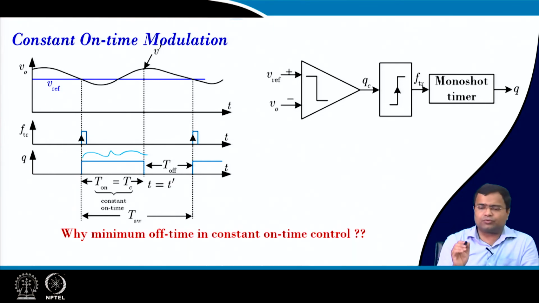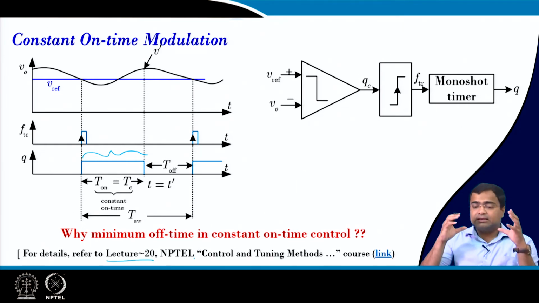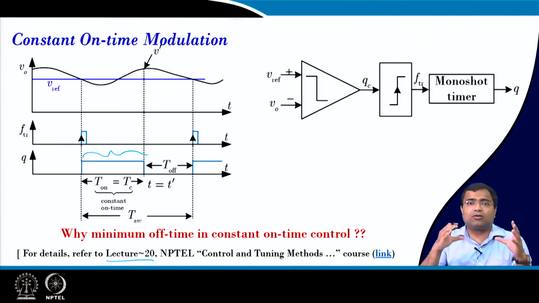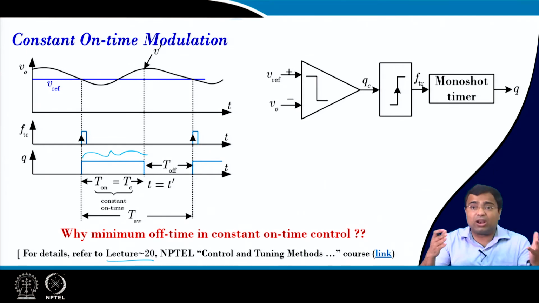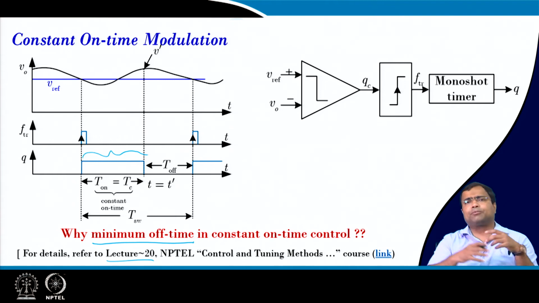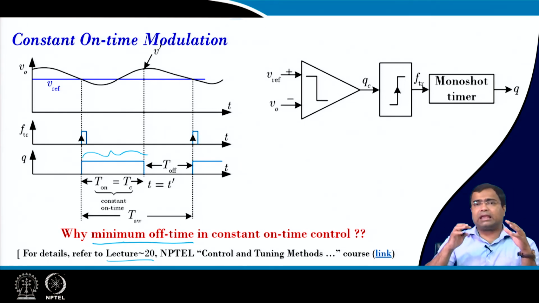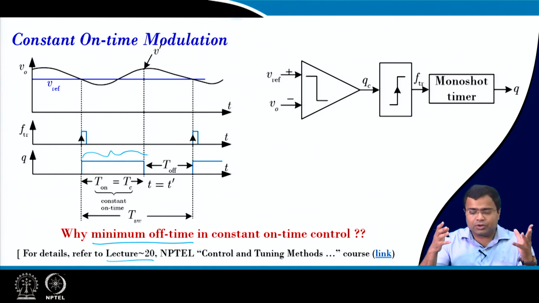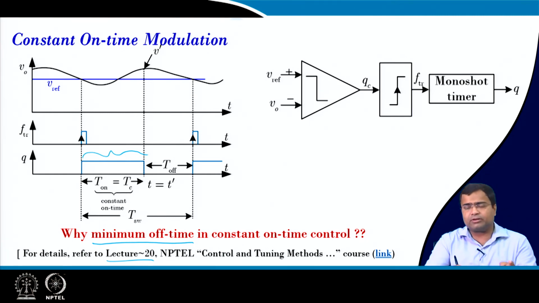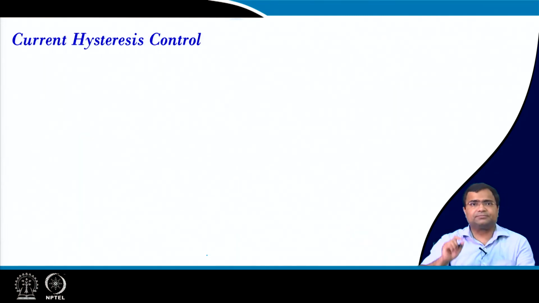And here also, we saw in lecture number 20 in the previous course that such control can suffer from collapse, and that is why we need to incorporate a minimum off time. So, all commercial products of constant on time control should generally consider a minimum off time. This is just to avoid any possibility of voltage collapse, and it is very common for this constant on time control. And we have discussed this in detail in that lecture.